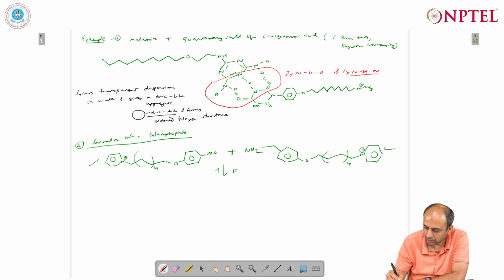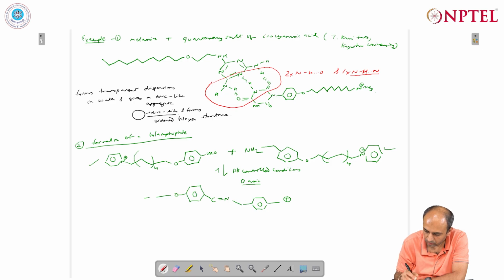Under pH controlled conditions, that is more under basic conditions, it will form the corresponding imine, and we have the positive charge here, and again here we are going to have the... so this gives rise to a covalent bonded Bola amphiphile.